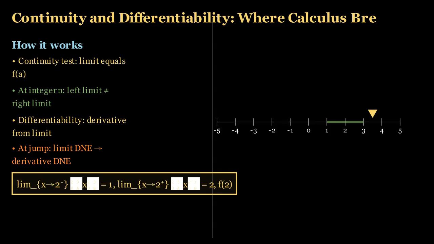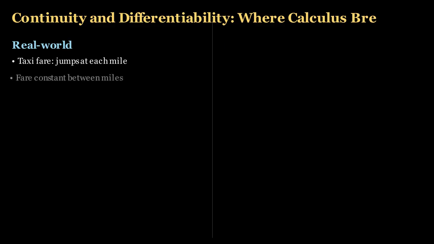But right at the mile marker, the fare leaps, so the rate of change is undefined, it's an instantaneous jump. This shows why differentiability fails at jumps. The idea of an instantaneous rate makes no sense when the quantity itself isn't changing smoothly. So the whole idea is, calculus works where change is smooth, jumps and corners are where it breaks, and the greatest integer function is a perfect, everyday example of both.